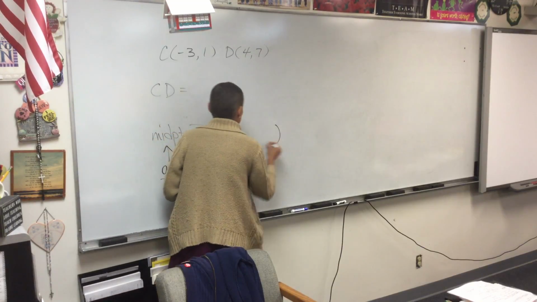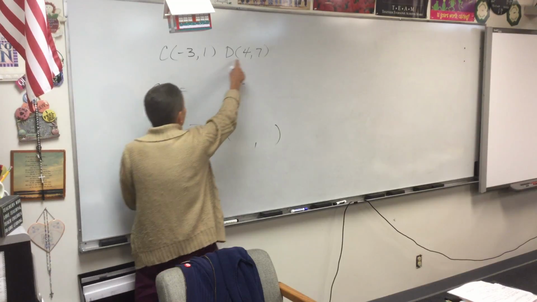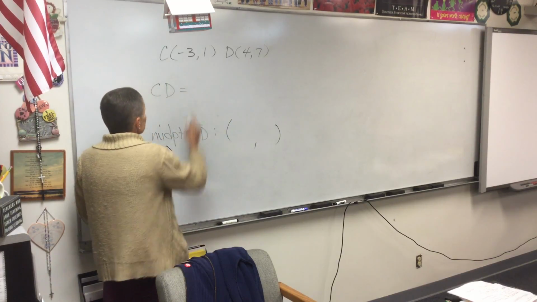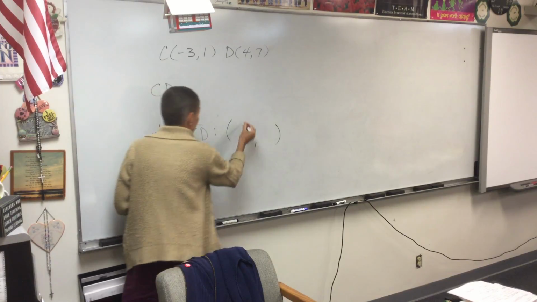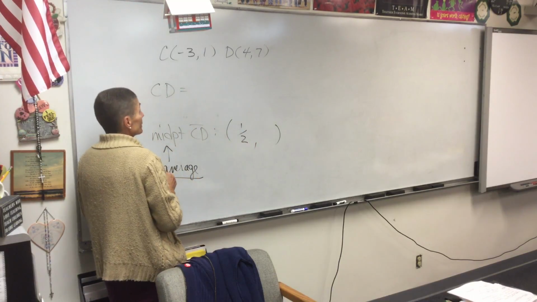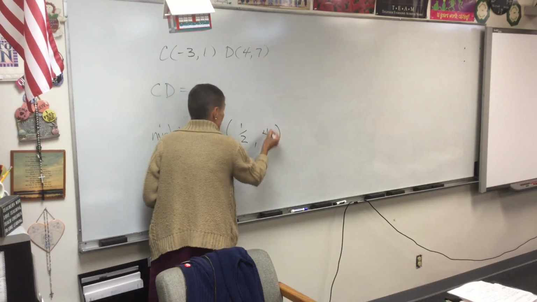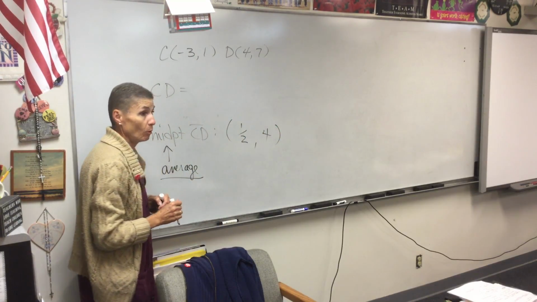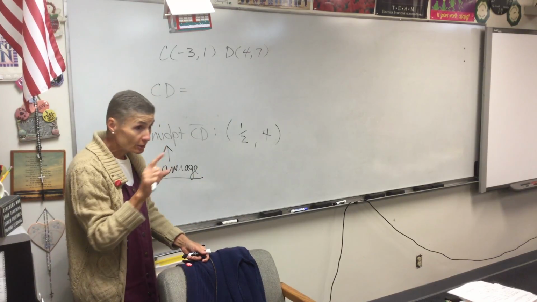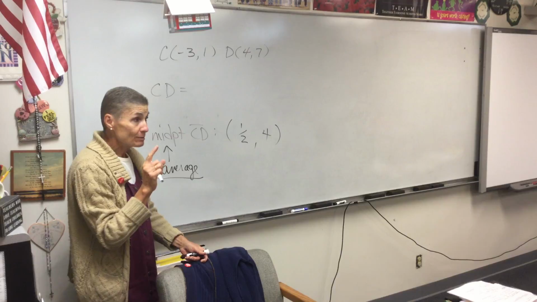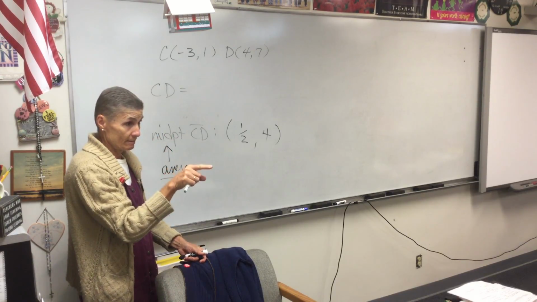So, if I'm going to average, we'll do this one first since we're talking about it. If I'm going to average, I add and divide by 2. So -3 plus 4 divided by 2. 1 plus 7 divided by 2. There's your midpoint. That's all there is to it. Everybody good?